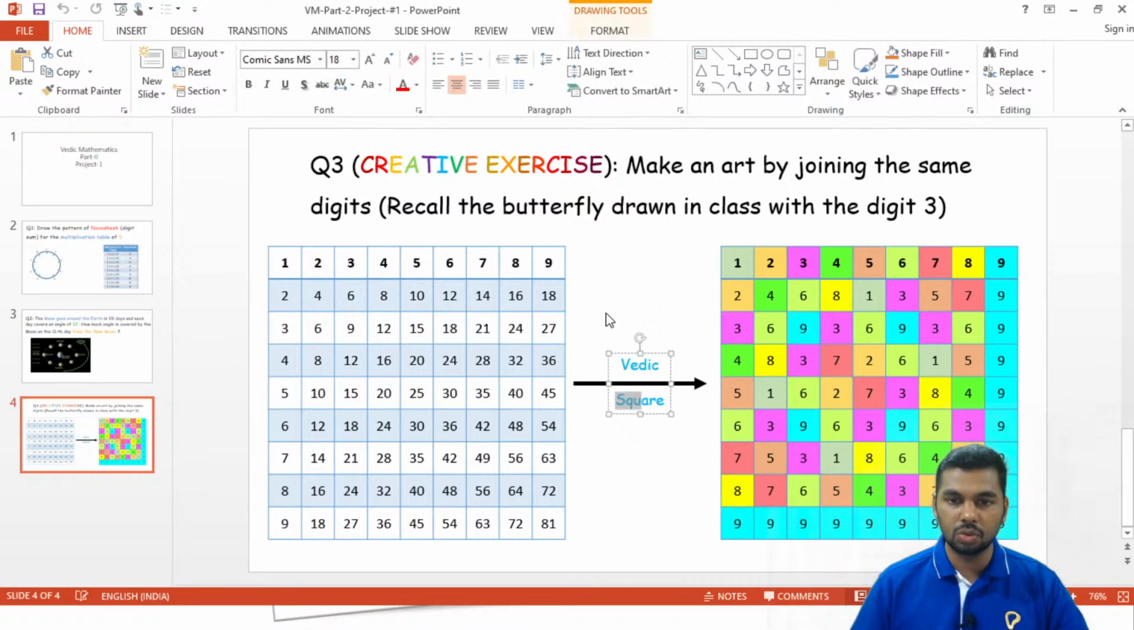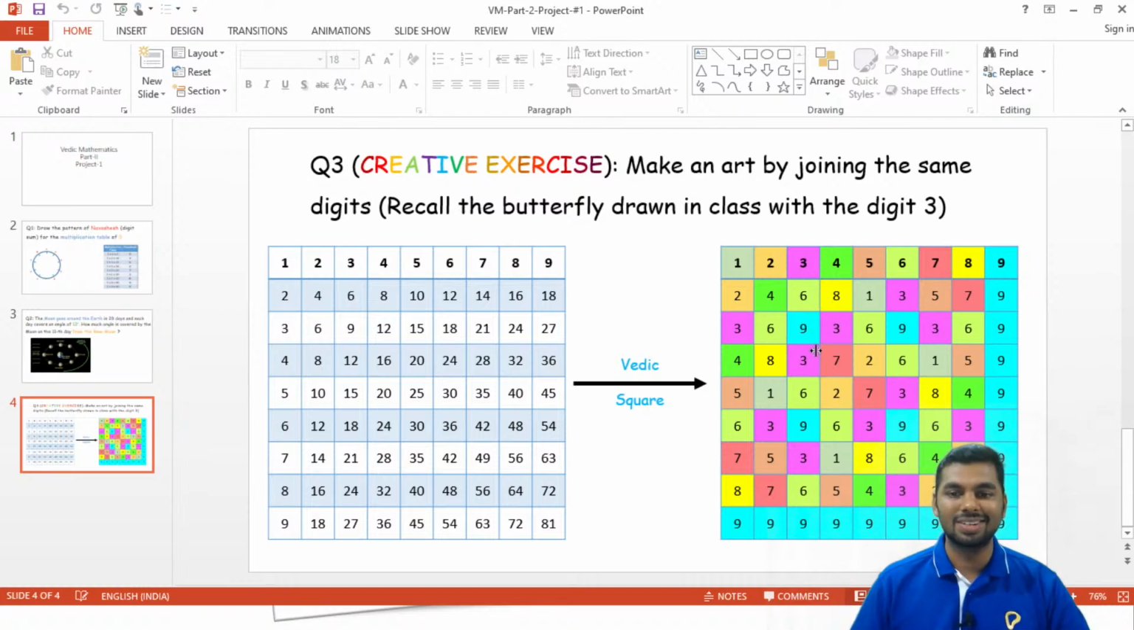The third question is to draw any art form from the Vedic square. Given the Vedic square, you have to connect a few numbers. For example, in class we connected all the 3s and managed to draw an approximate butterfly. You can try to draw some figures like that. It need not be very perfect. This is a creative exercise which is optional. Once you solve all 3, you can upload them in the Google form itself. There is an option there.